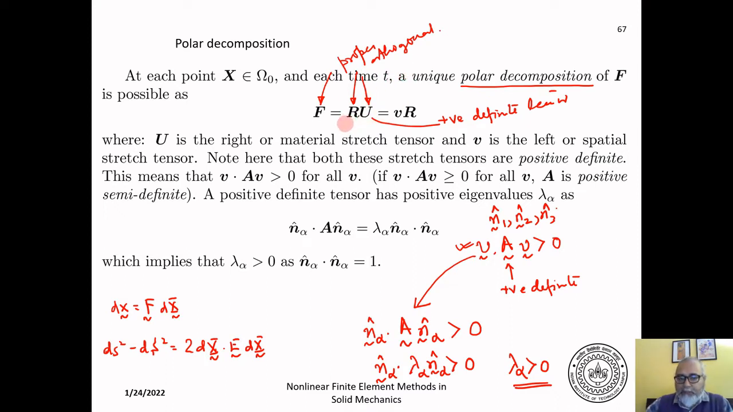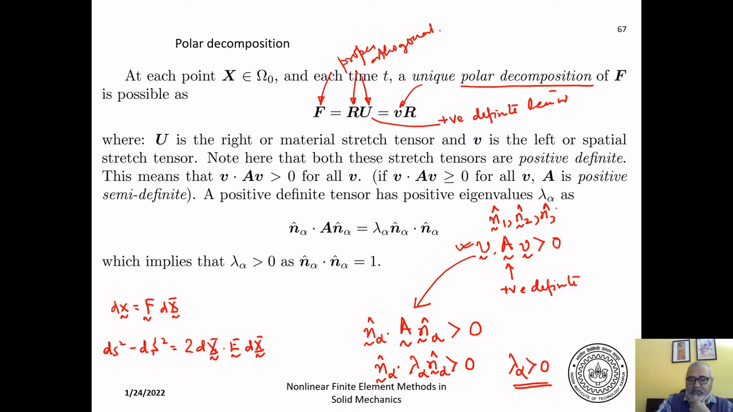So there are two ways of doing it. One, we can do a right stretch tensor, that means the positive definite tensor appears on the right, or we can do it in a way which we call the left stretch tensor, where the positive definite tensor appears on the left. These two tensors will in general be different, so we call one capital U and one small v. The left is called small v and the right is called capital U, and these have positive eigenvalues as we have proved.